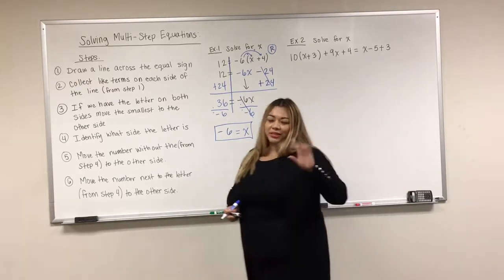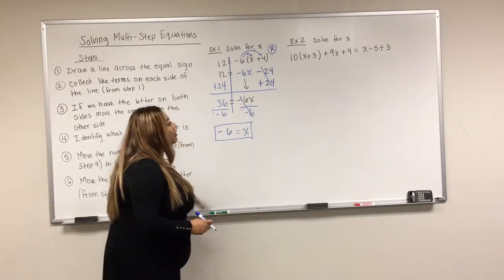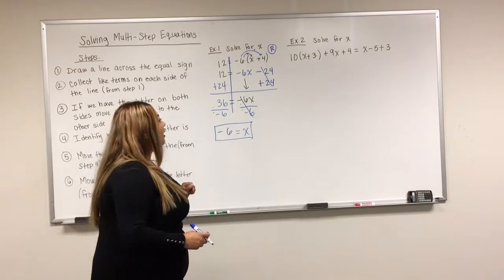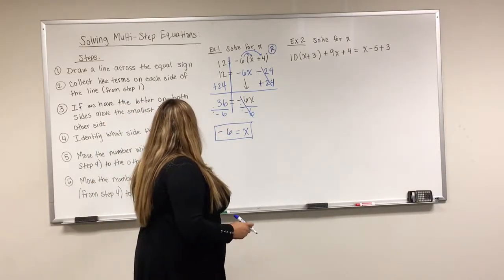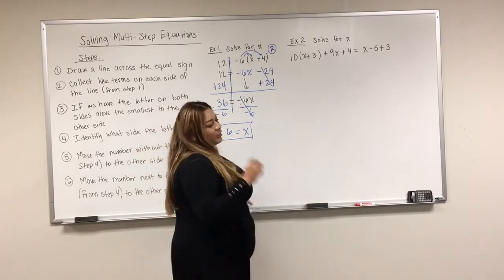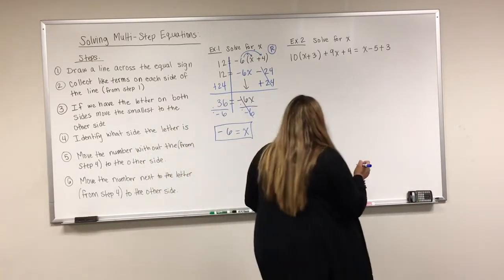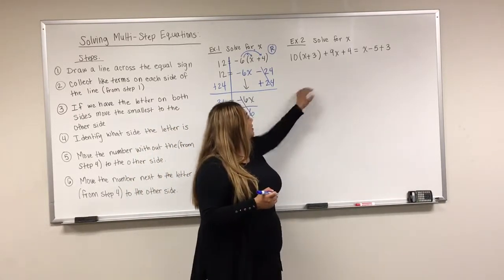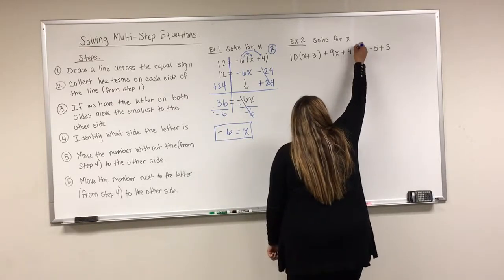Example number 2 is a little bit longer just because we have letters on both sides of the equal sign. So again, we're going to be following the same steps. It's just going to take us a little bit longer, but we'll get there. We also want to solve for x in this one. First thing, draw the line.